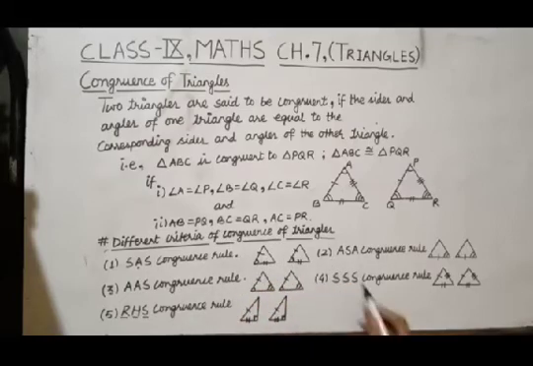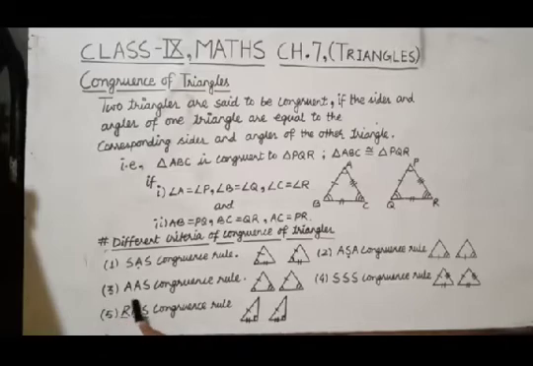Second one is ASA congruence rule. In this rule, you could observe that the letter S is in the middle of two A's. So two triangles would be congruent to each other if any two of their three corresponding angles are equal and the side included between such two equal angles are equal as well.